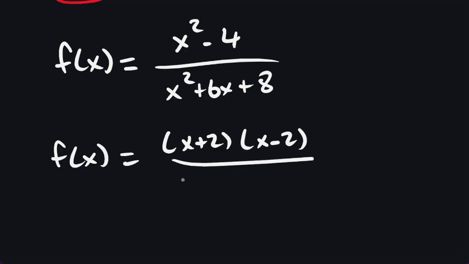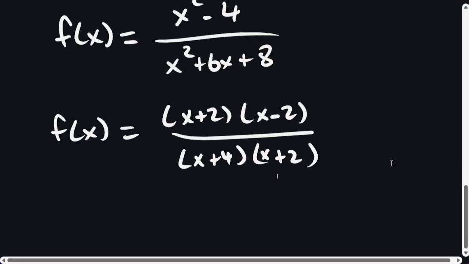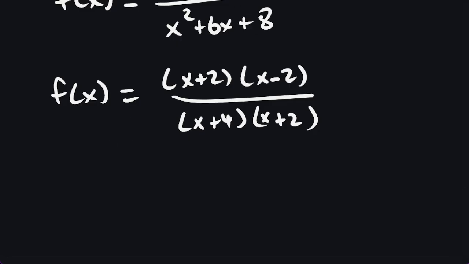And in the denominator, we can factor this quadratic, x plus, x plus. So x plus 4 times x plus 2, because 4 times 2 is 8, and 4 plus 2 is 6. We know how to factor those. And then right here, f of x equals, and as you can see right here, x plus 2 in the numerator and denominator cancel out. But we have to be careful.